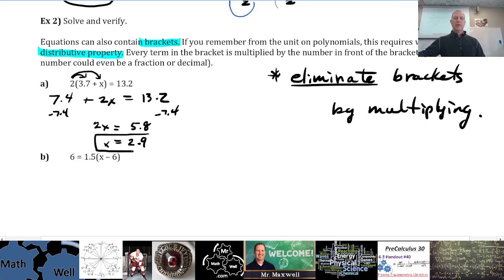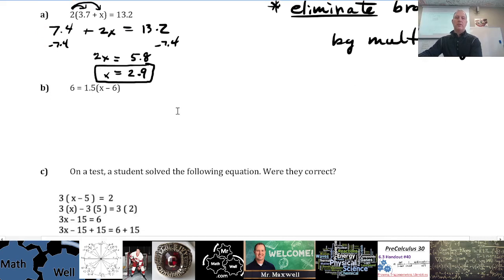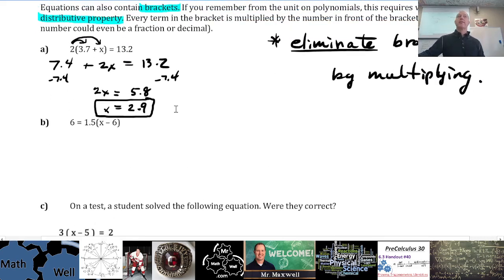I'm going a little bit quicker here because you can use your calculator if you want to do this. All the process is the same. Distributive property. I'll do another one with you as well. Any questions on that one?